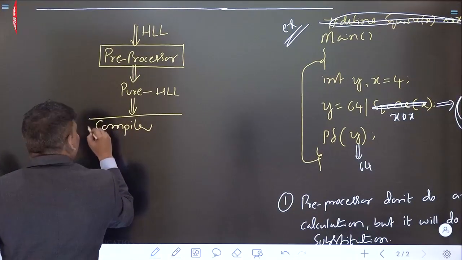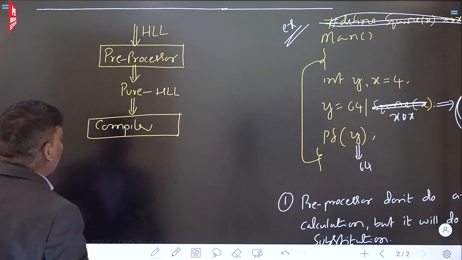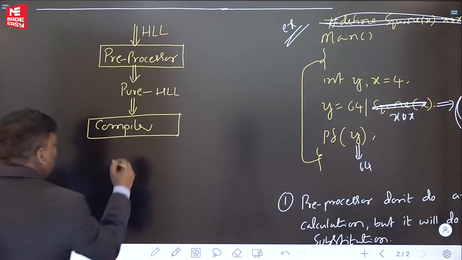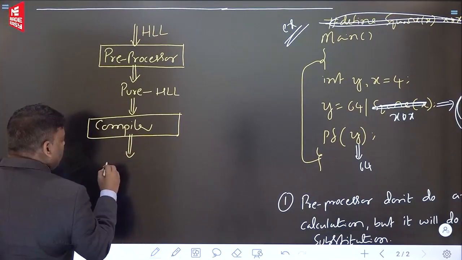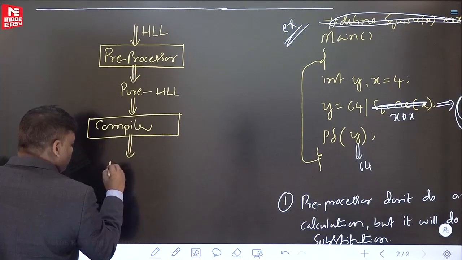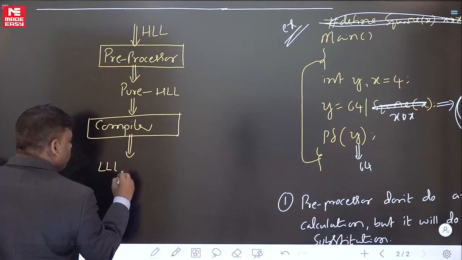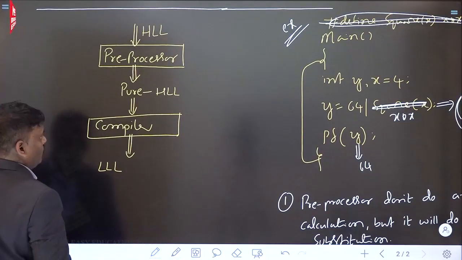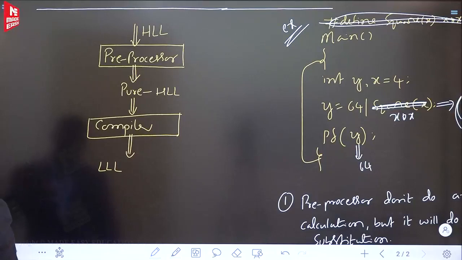Compiler, can you help me now? Compiler input is going to be pure high-level language. Output is going to be, listen carefully, low-level language. Let me write it now. Output is low-level language. Input is going to be high-level language, pure high-level language. Output is going to be low-level language.